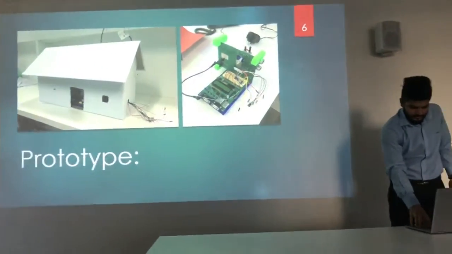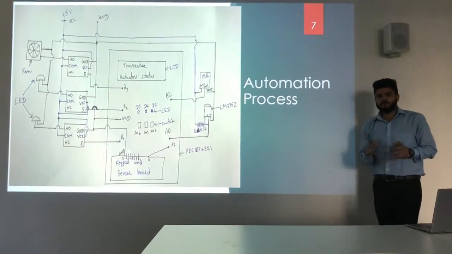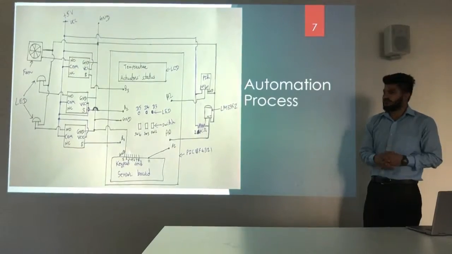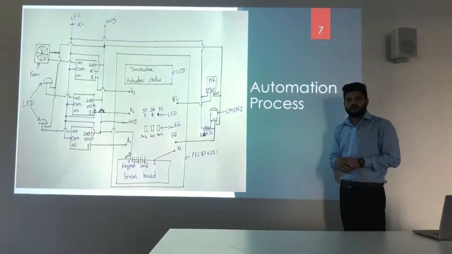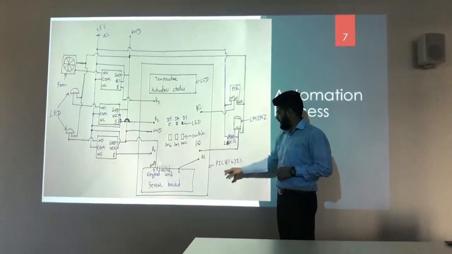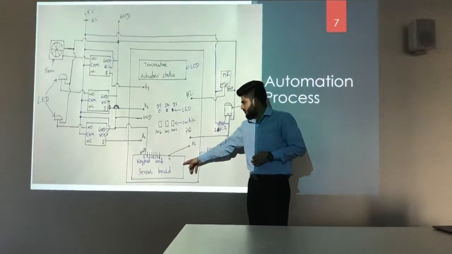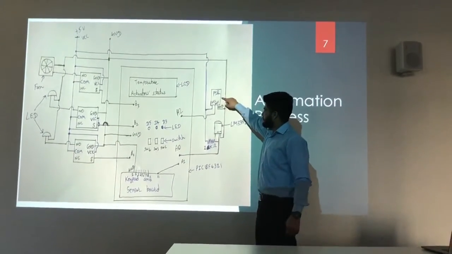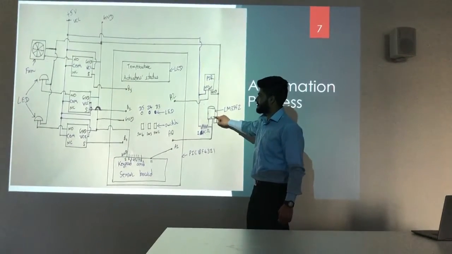Moving to the next slide, it's the automation process, how automation is working in my project. So here is the circuit diagram of my project. In the circuit diagram, as you can see, here is the PIC board, PIC18F4321, and here is the keypad and sensor board. This one is a PIR sensor, and this one is the LM335Z temperature sensor.